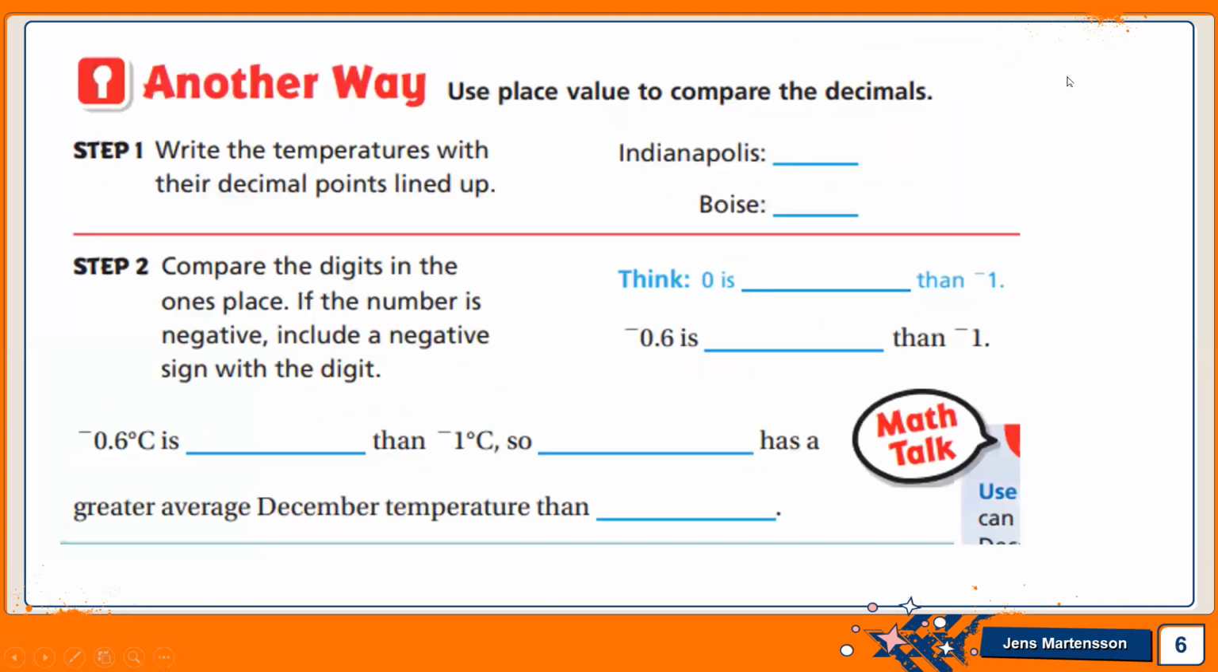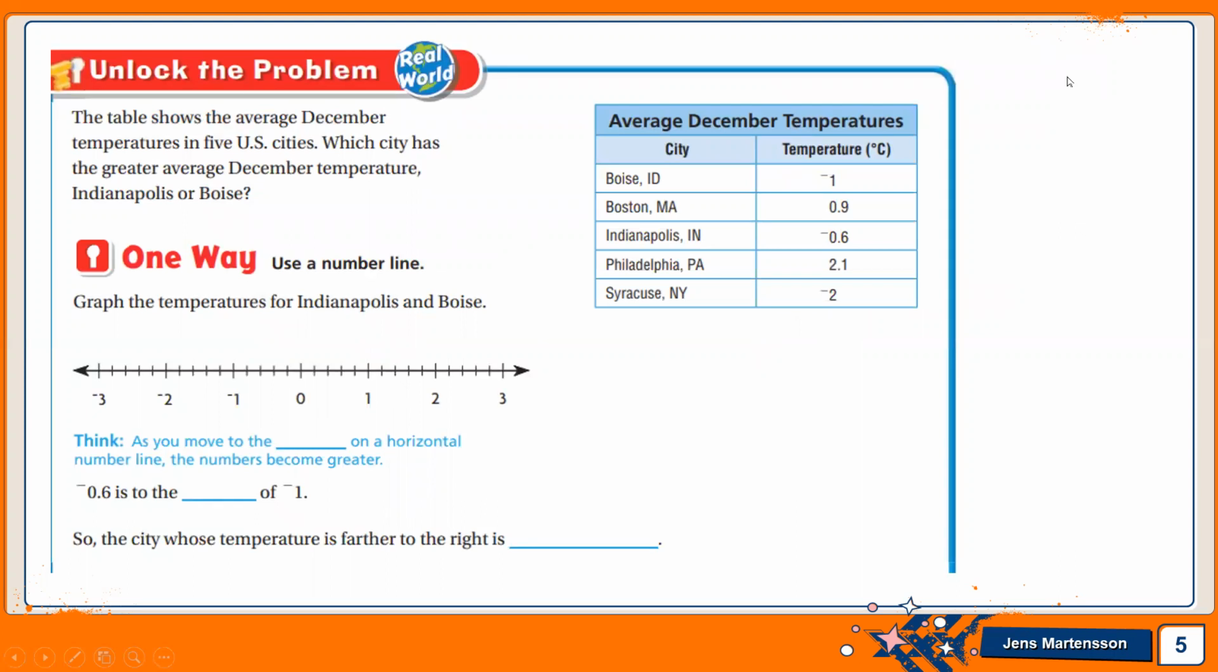Now let's start here. The table shows the average December temperature in five United States cities. Which city has the greater average December temperature, Indianapolis or Boise? Here you have two ways. The first way, use the number line, and the second way, as I did before.